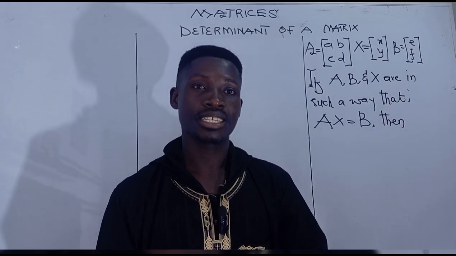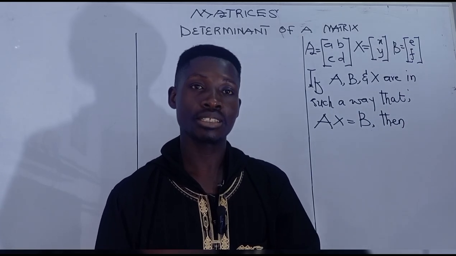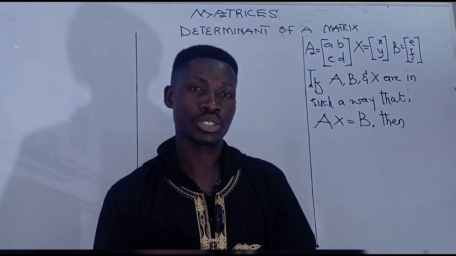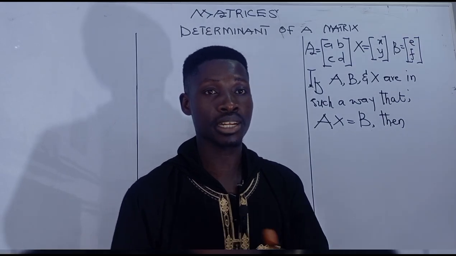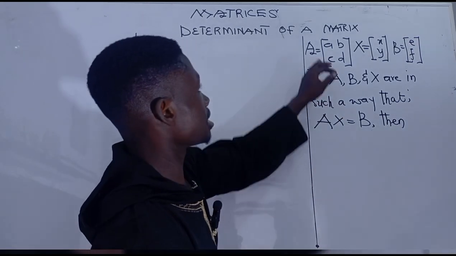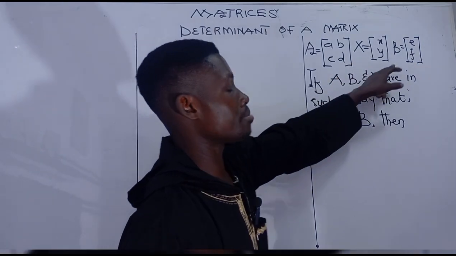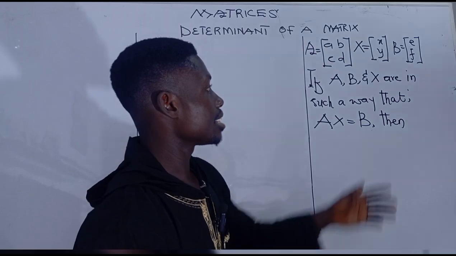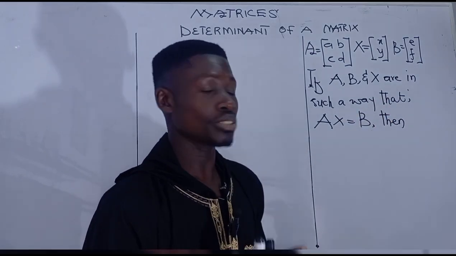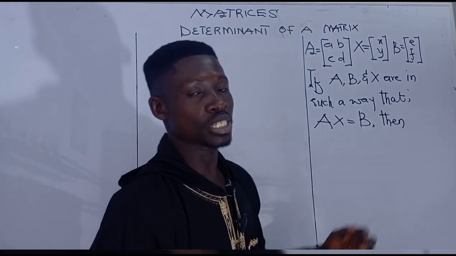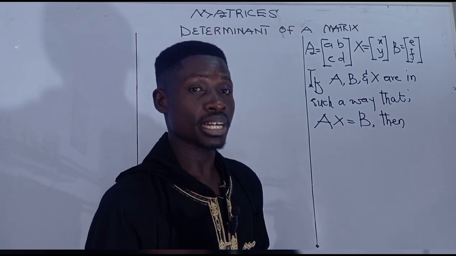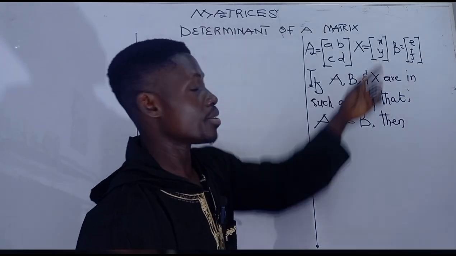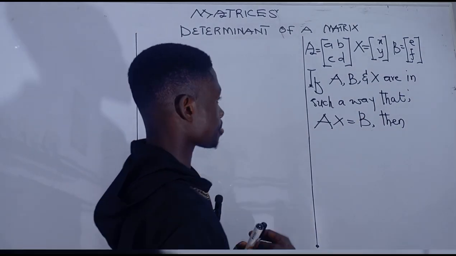In today's lesson, we shall be looking at the determinant of a matrix. In doing that, we are going to consider three matrices: matrix A, matrix X, and matrix B. If matrices A, B, and X are such that the product of A and X is equal to B, then we can write the matrix equation for these three matrices as follows.